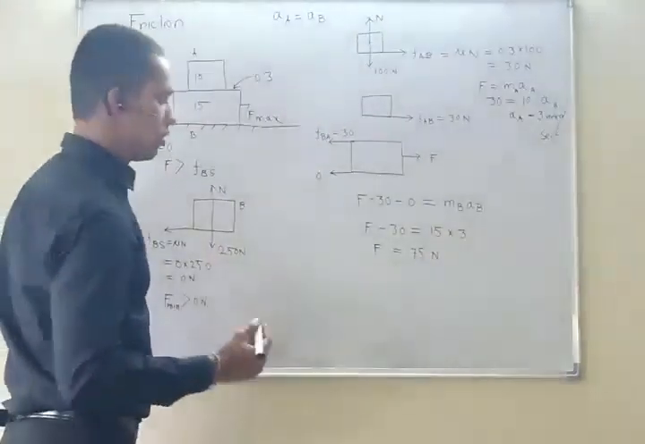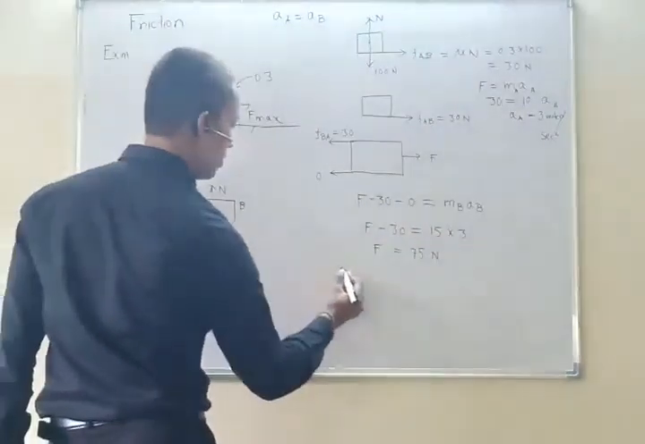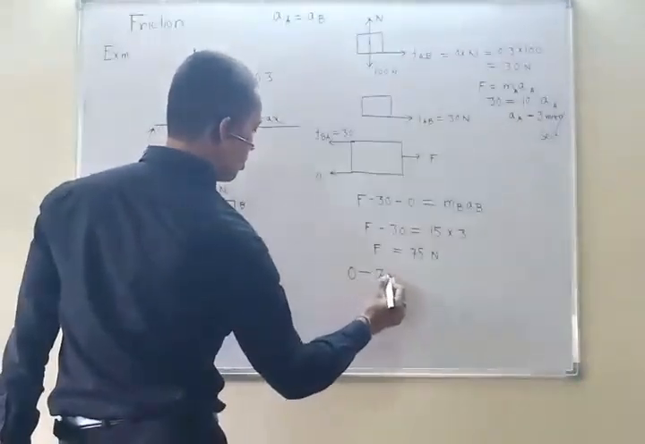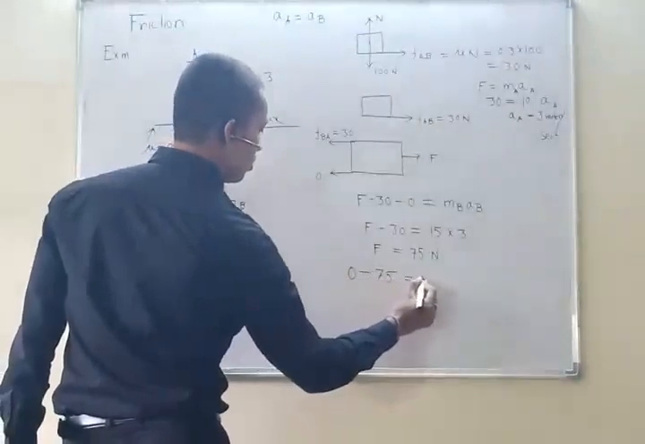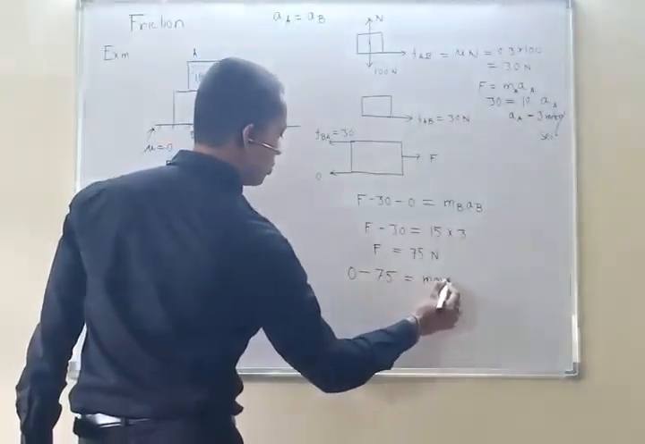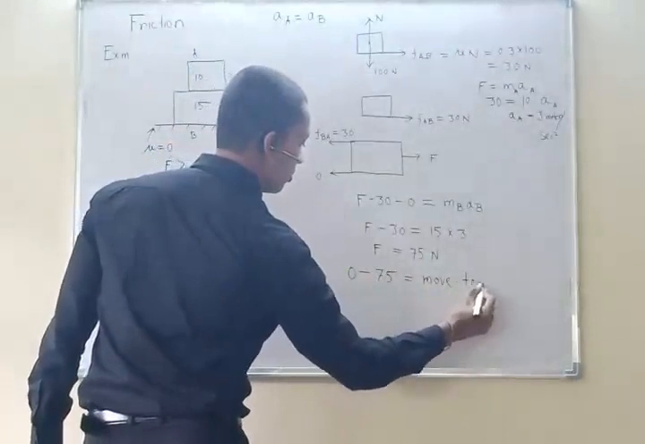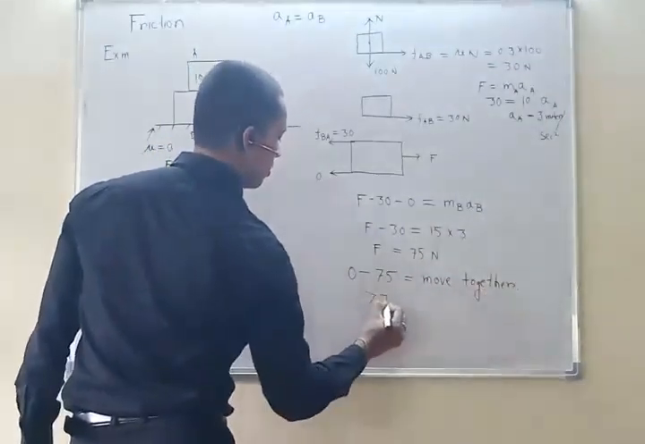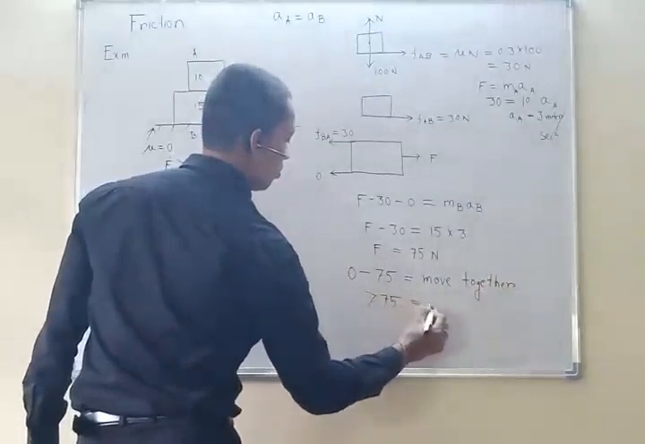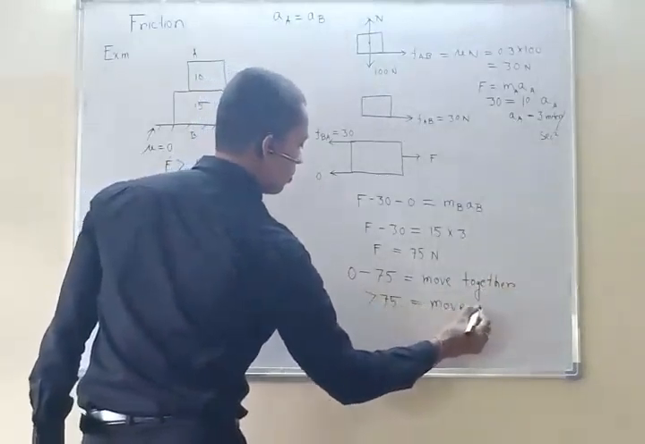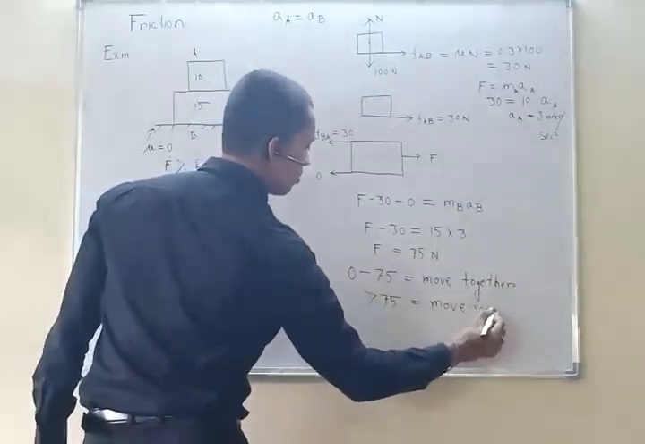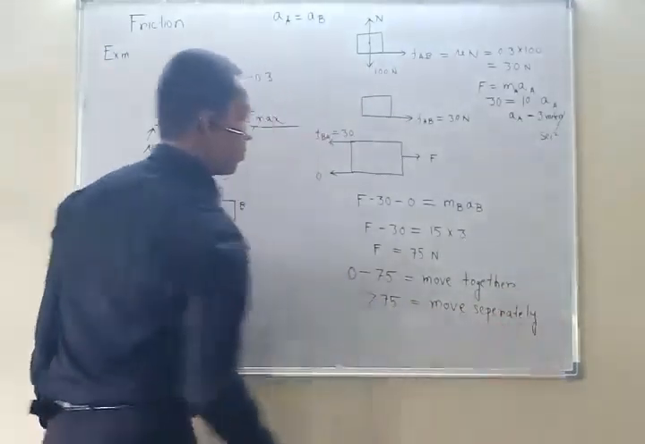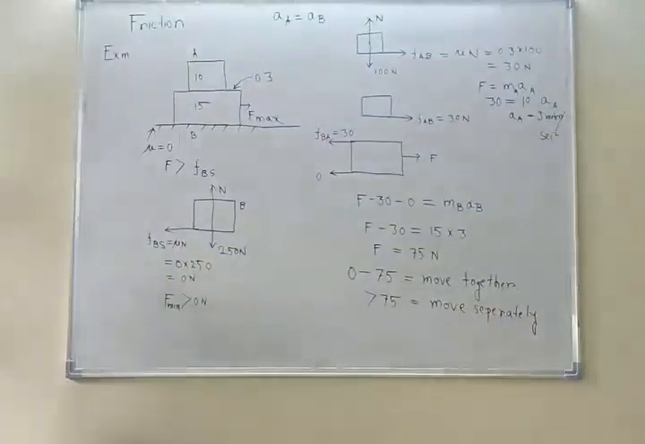So what is our conclusion? The conclusion is 0 to 75, they move together; greater than 75, they move separately. We'll see one more problem like this.